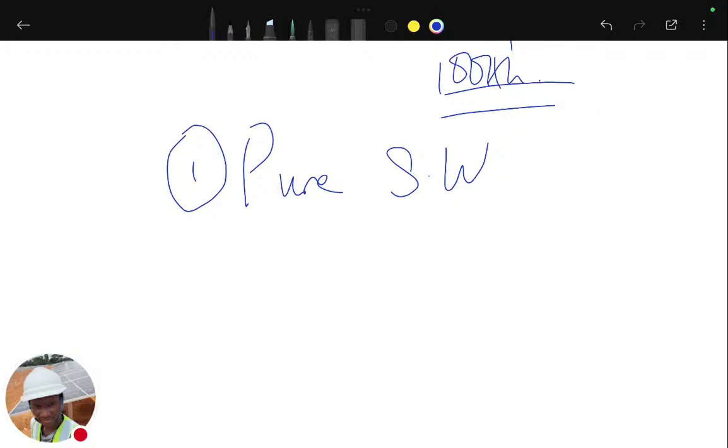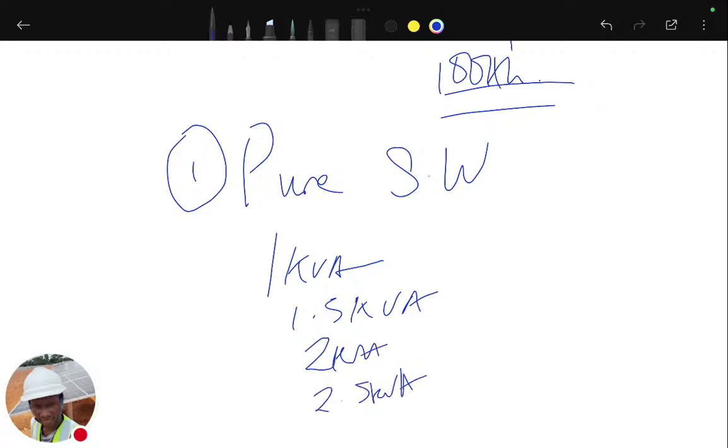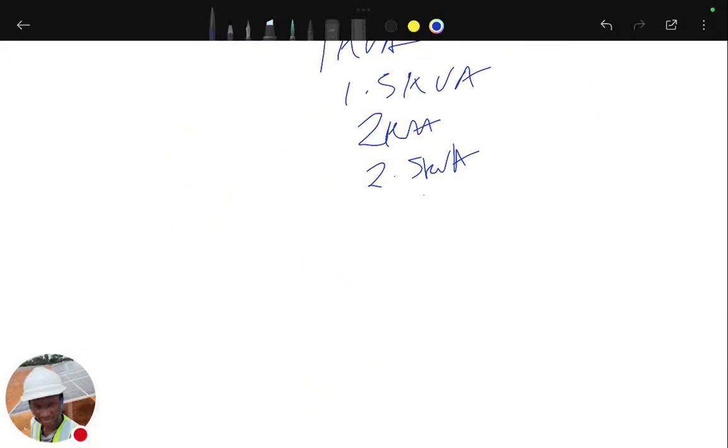You see, pure sine wave inverters usually start from 1 kVA. There is 1.5. Assignment number 1: list all the ratings of pure sine wave and modified sine wave inverters. As you list them, know them. If you list one, like 1 kVA, search online, check products, check pictures, familiarize yourself with their pictures on the product. That's assignment number 1. We have 2 kVA, we have 2.5 kVA, which is what we used in our last meet, and so on and so forth.